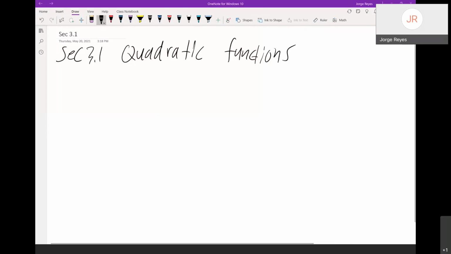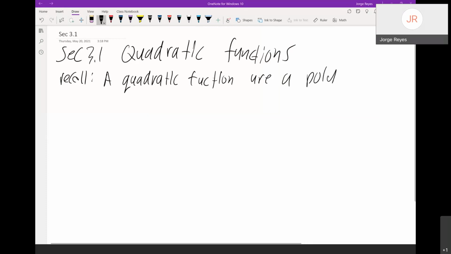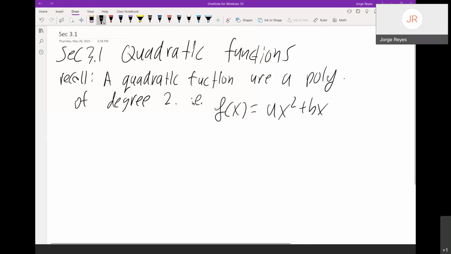So I want you to recall that a quadratic function is a function, well, it's a polynomial, okay, of degree 2. And if we recall, the standard form is ax squared plus bx plus c, a is not 0. All right.